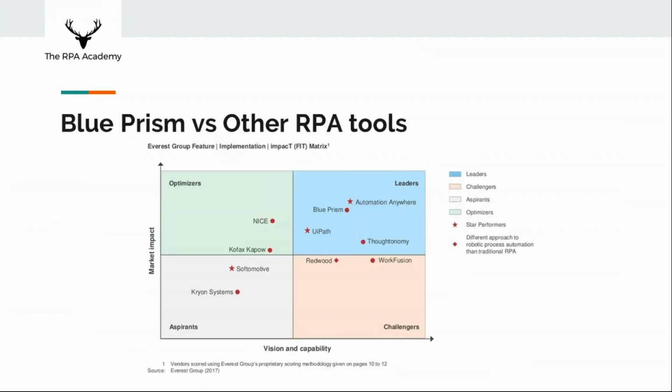Okay, so where is Blue Prism in the RPA market when you compare it to other tools? This is some research that was done by Everest Group in 2017. Obviously it is a rapidly moving market. RPA has just been growing substantially. But the good thing is that Blue Prism is on the leader side of things. The three main ones are Blue Prism, Automation Anywhere, and UiPath.